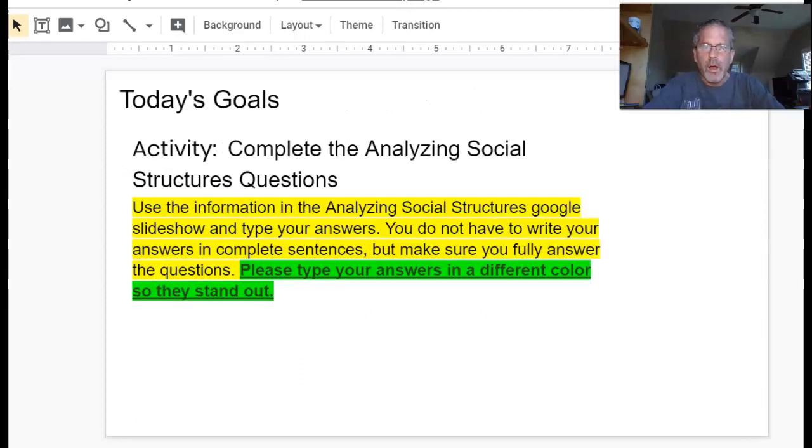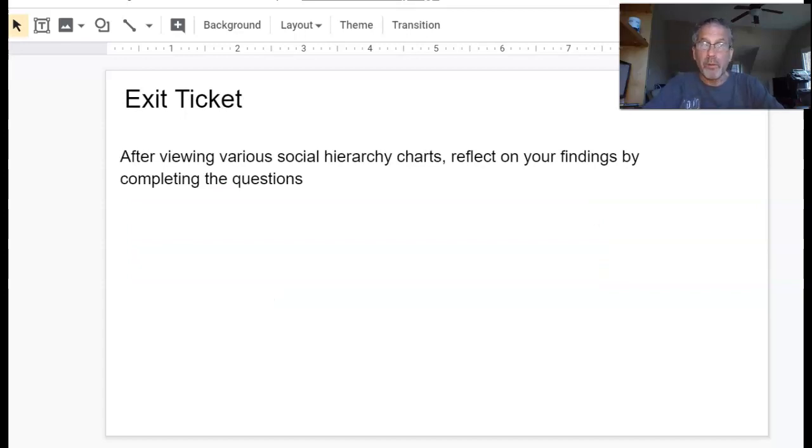Today, completing and analyzing social structures questions, you're going to use the information in the analyzing social structures Google Slideshow and type your answers. Now, you don't have to write your answers in complete sentences, but make sure you fully answer the questions. Please type your answers in a different color so they stand out. Your exit ticket is built into that. After viewing various social hierarchy charts, reflect on your findings by completing the question.